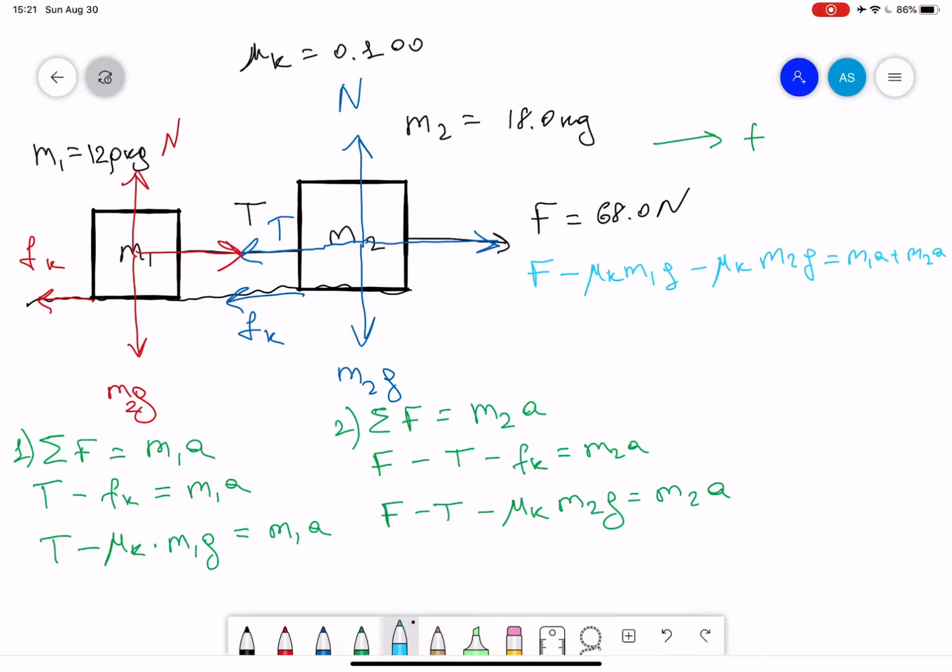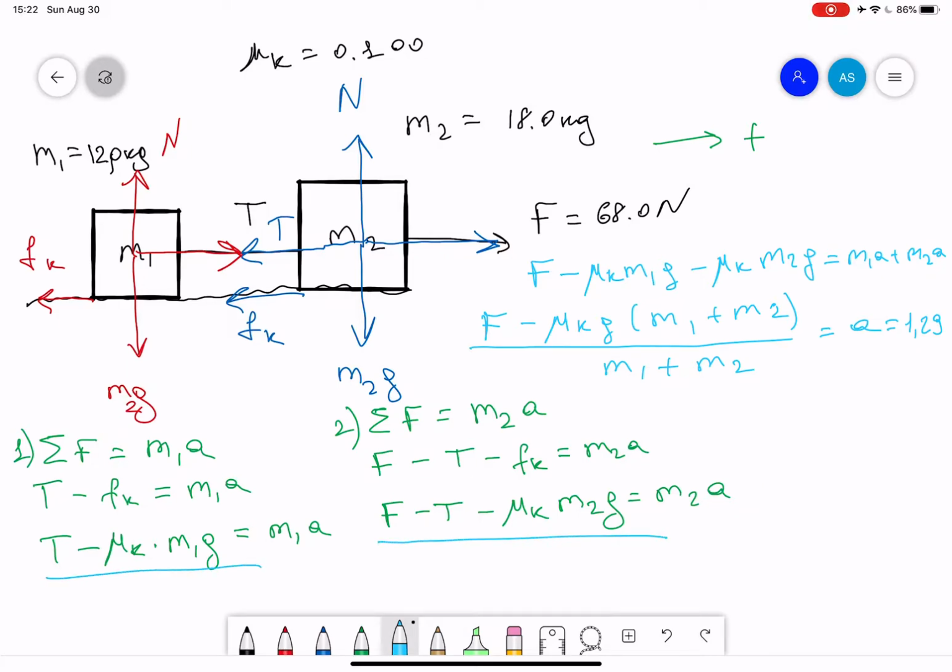Okay, then we can say that it's F minus mu k g (m1 plus m2) divided by (m1 plus m2), which is equal to the acceleration. Now, if you plug in the numbers, I already calculated, you should get for the acceleration 1.29. Okay. Now, once you get the acceleration, you can use either of these two equations, this one or that one, to find the tension.